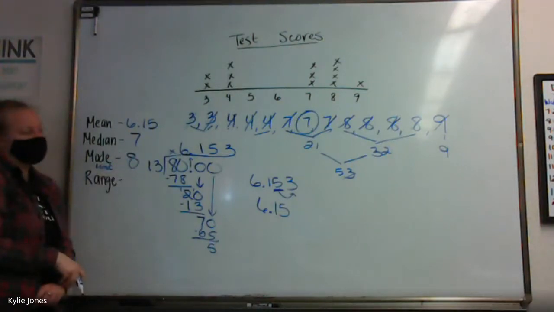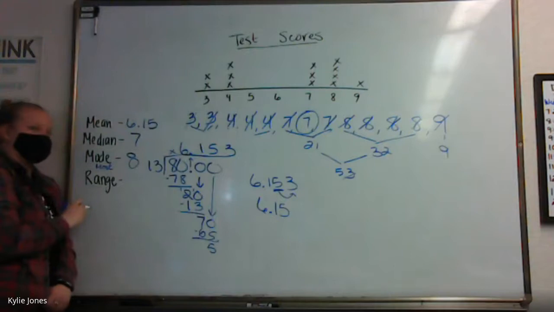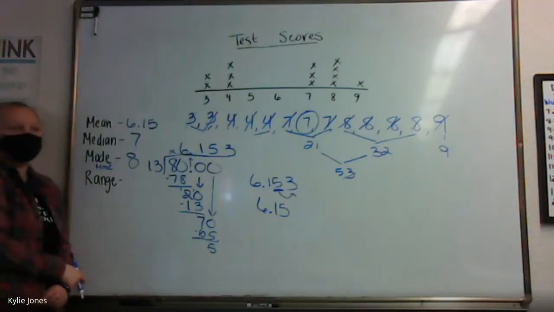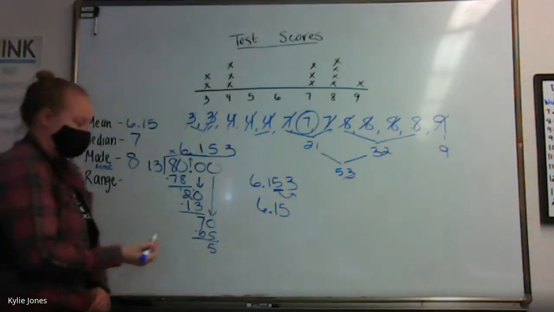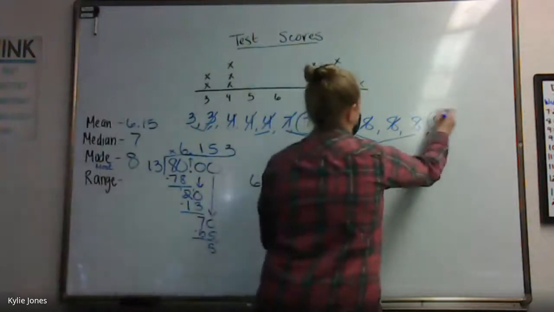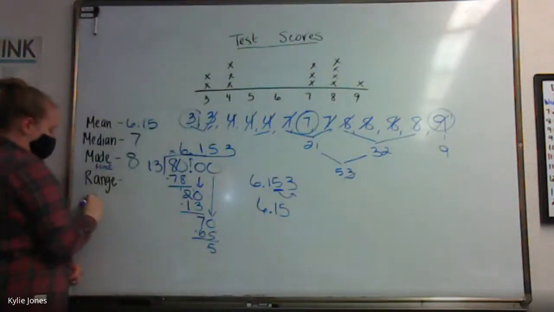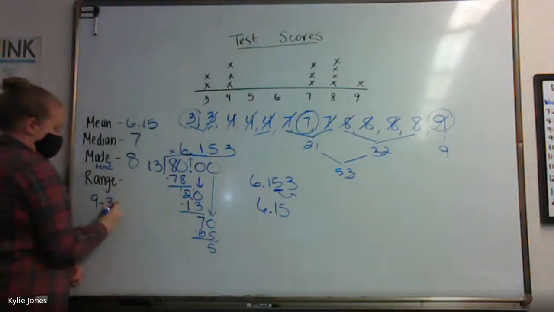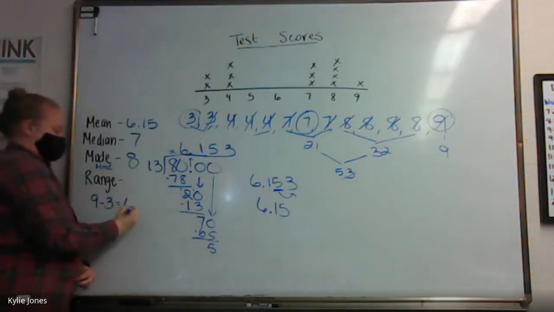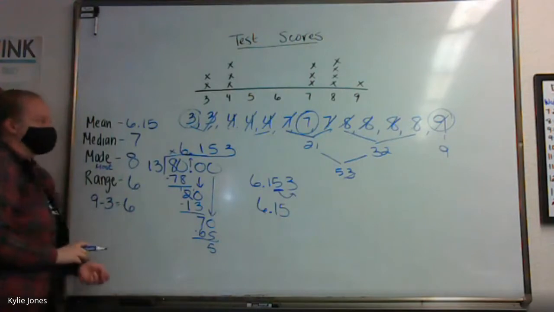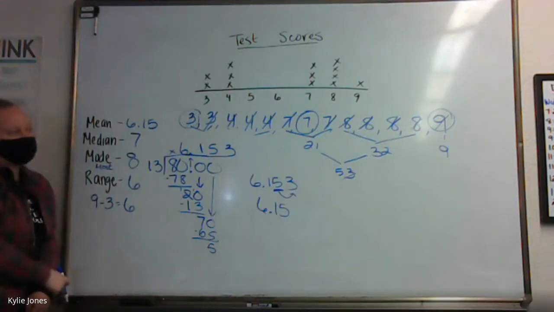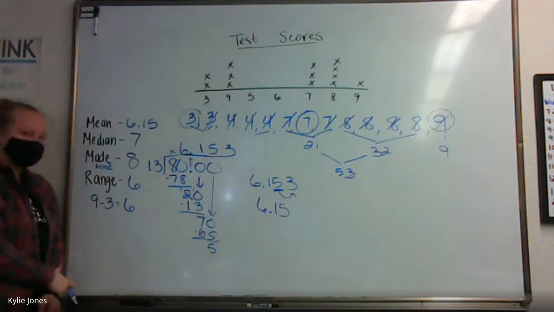Good. And then finally, we need to find the range. What do I do to find the range? Take your biggest number, 9, and subtract your smallest number, 3. So this is 9 minus 3, which is 6. So our range is 6. So, a nice and long process for the mean. The rest of them go pretty quickly, right? That's why I did the quick one first.